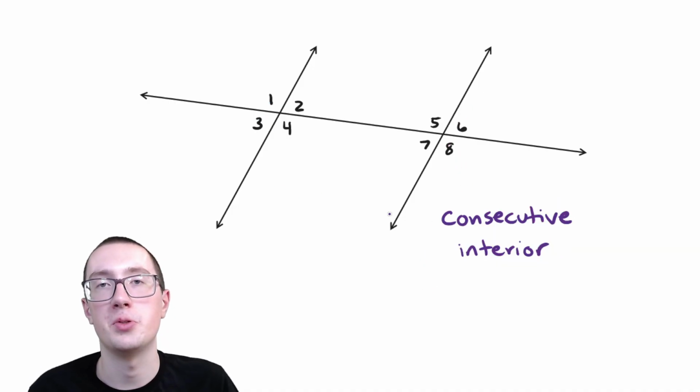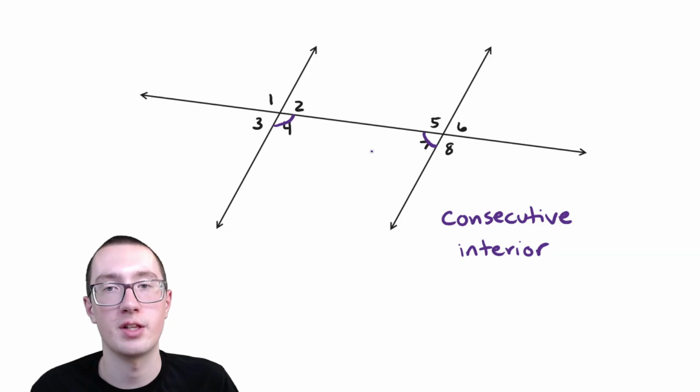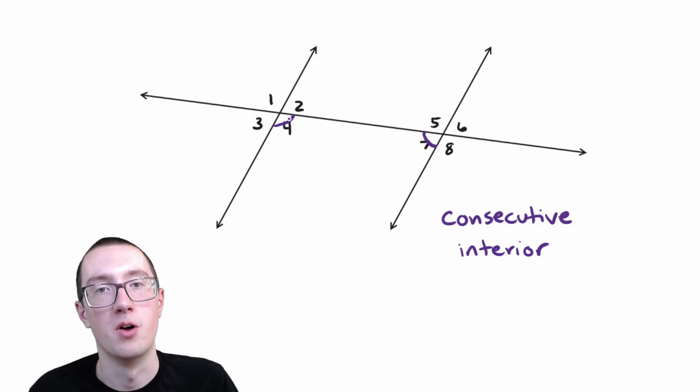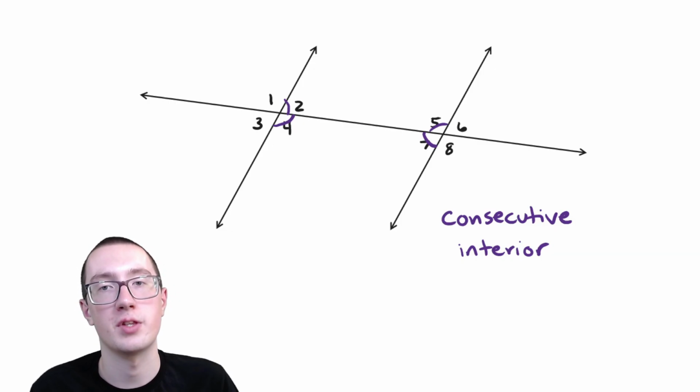And finally, which two do you think are consecutive interior? Well, if you said ones that are on the interior, like for example 4 and 7, that would be correct because they're on the same side of the wall. Or if you said 2 and 5, that would also be correct.